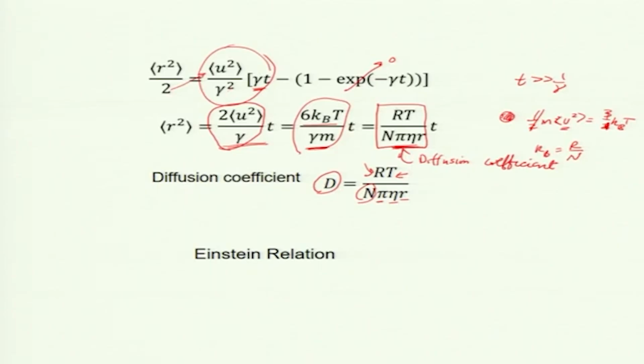So, this is how the Avogadro number was computed for the first time, and this is a good formula. I mean, this is a very powerful formula. So, you can get the diffusion coefficient from microscopic quantities. This is the Einstein relation.